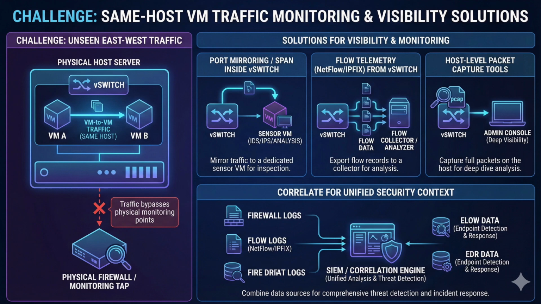Second, use flow telemetry for scale. vSphere distributed switches can export NetFlow to a collector, giving you who talked to whom, when, and how much, without capturing every packet. Third, use host-level captures when you need deep troubleshooting. ESXi includes pktcap-uw, which can capture traffic at multiple points in the hypervisor network stack. In practice, we combine packet capture for investigations, flow logs for continuous visibility, and firewall logs to prove enforcement.